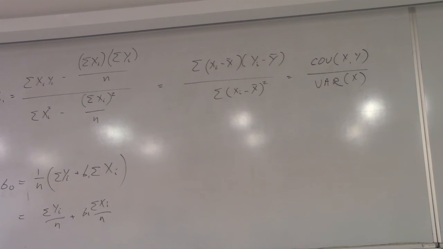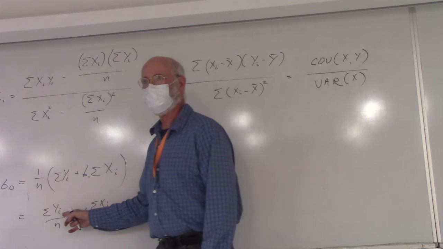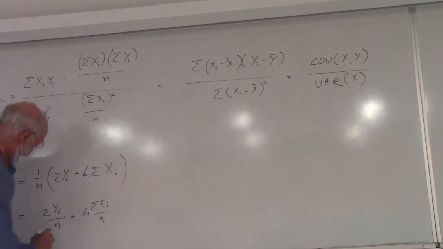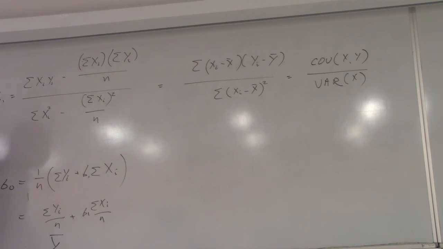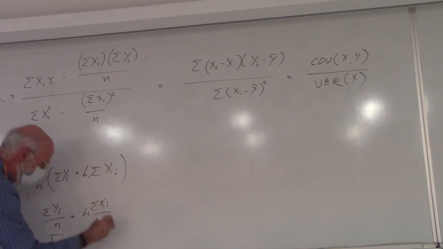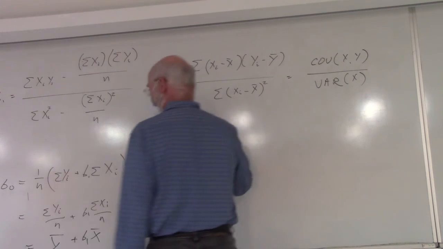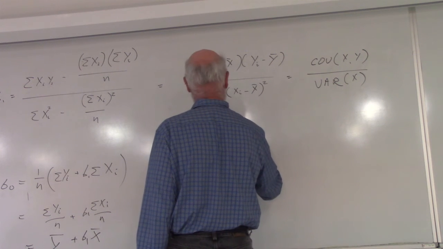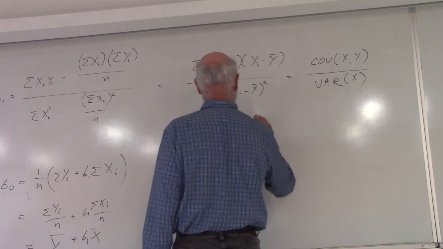Okay, what is that number? What's the mean? Thank you. That is y bar. That's y bar plus b1 times x bar. So b0 is equal to y bar plus b1 times x bar.